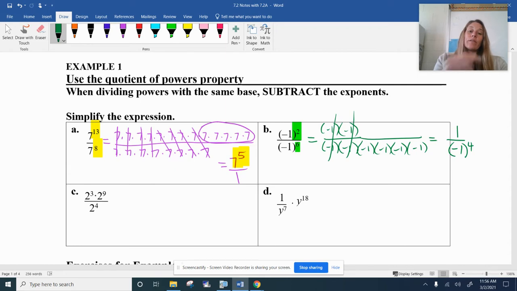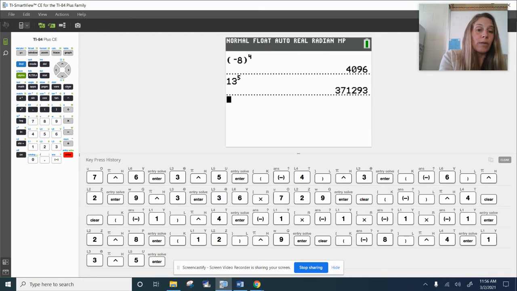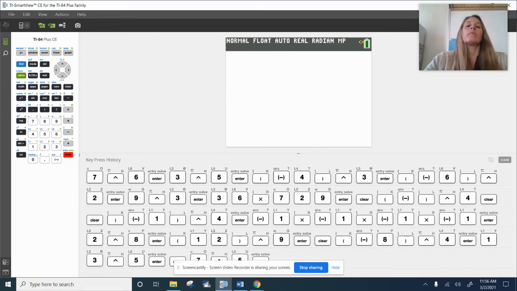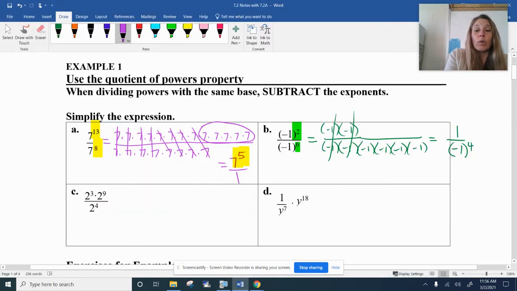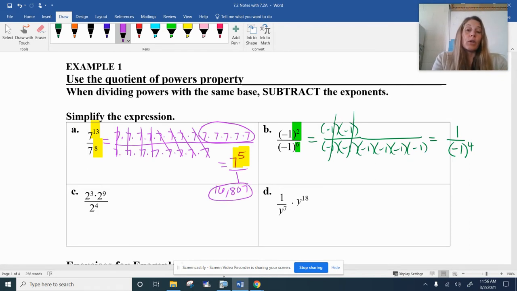Now, 7 to the 5th, if you worked this out on your calculator, you would get a pretty large number. If I do 7 to the 5th on my calculator, I would get 16,807. Depending on what you're looking to solve, if it's multiple choice, short answer, whatnot, you may be able to leave your answer in the simplified exponent form, or you may have to work it out depending on the problem.